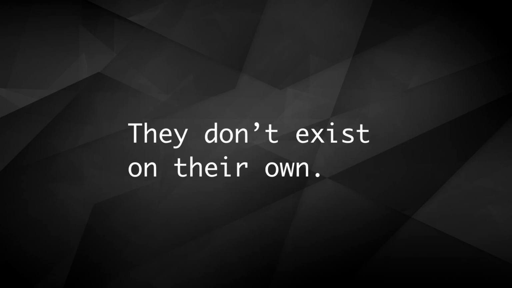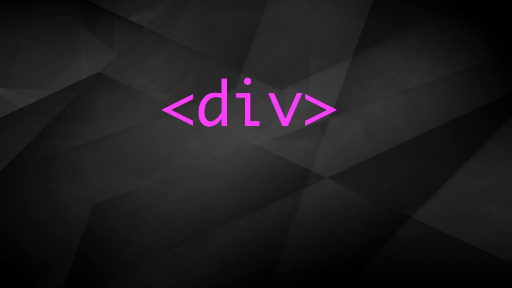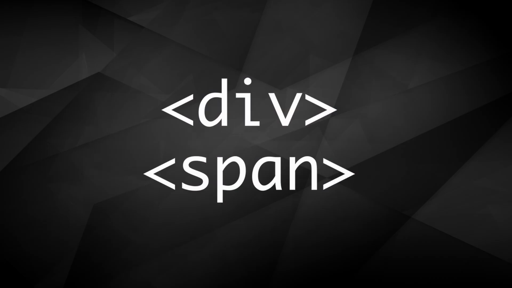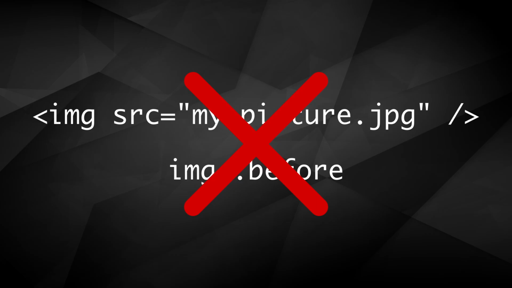But they don't exist on their own. They must have an originating element, so think div or span, but really you can add them to almost anything. You can't, however, add them to images, which is considered a replaced element with content determined by an external resource. So if you're trying to add one to an image and it's not working, this is why.